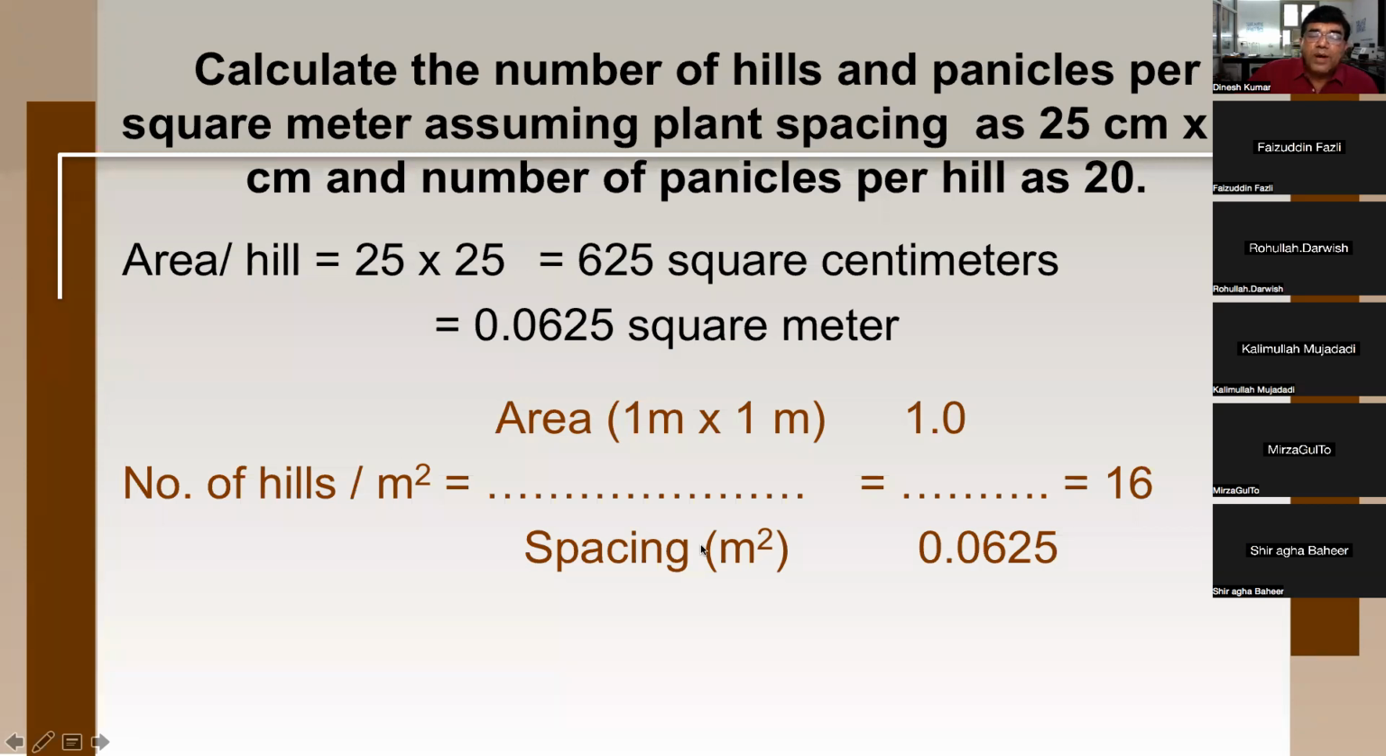You have already done it for 1 hectare. How many hills will be there? You did 10,000 divided by the spacing in meter square. Same way here, you are taking just 1 meter square. In 1 meter square, how many hills will be there? So 1 meter square means 1 meter into 1 meter, divided by spacing in meter square. The spacing is 0.0625 and the area is 1 meter square, so 1 by 0.0625 gives 16 hills. That means in 1 meter square area, you have 16 hills of rice.